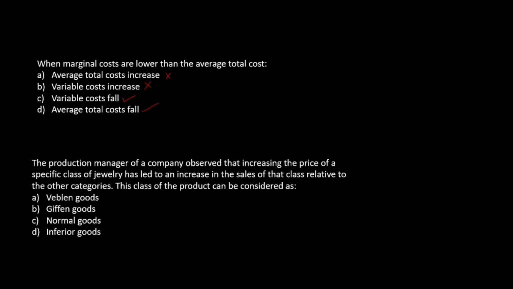The next question. The production manager of a company observed that increasing the price of a specific class of jewelry has led to an increase in the sales of that class relative to the other categories. So clearly, in this case, when the price of the good has increased, the sales of that particular good has also increased. So this definitely means that we are talking about Veblen goods. So this is the correct option for this question.